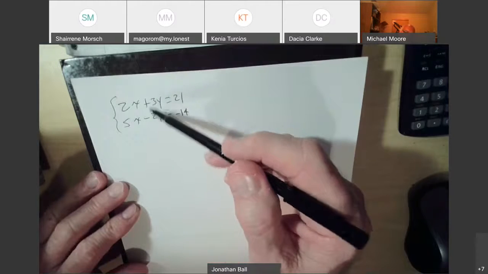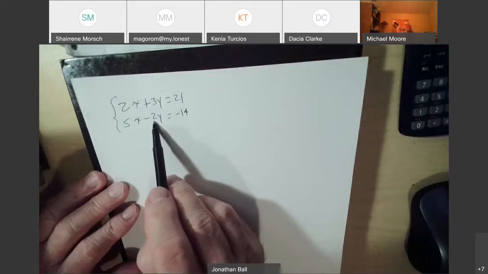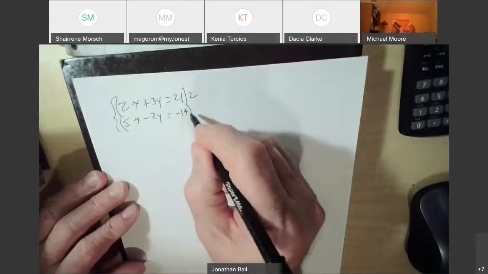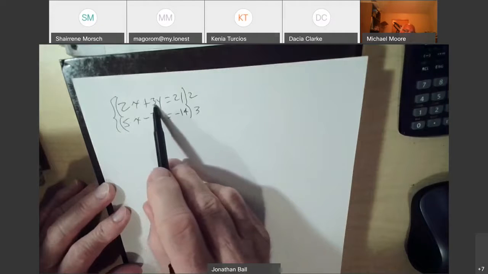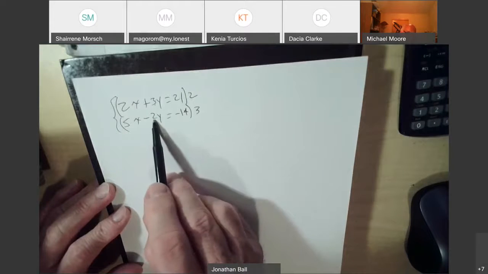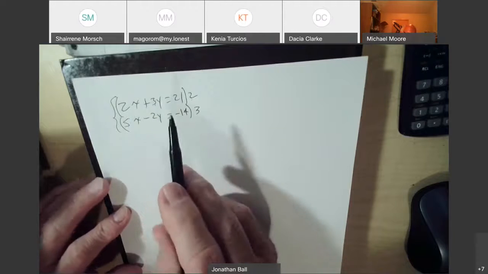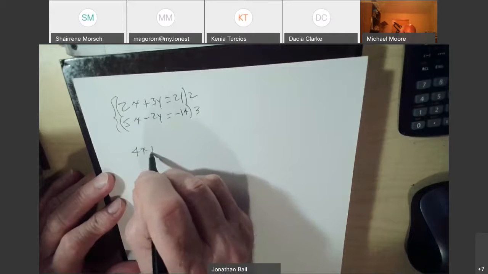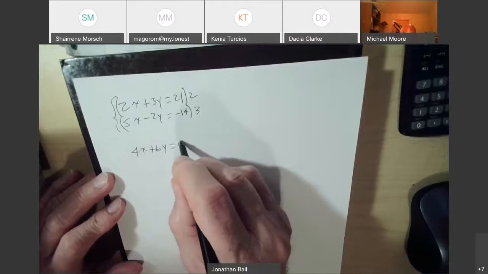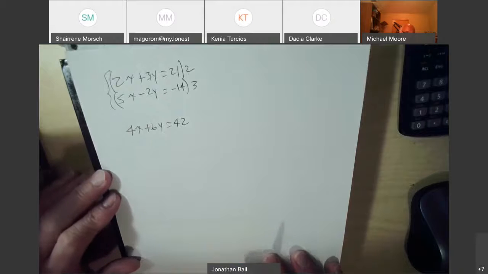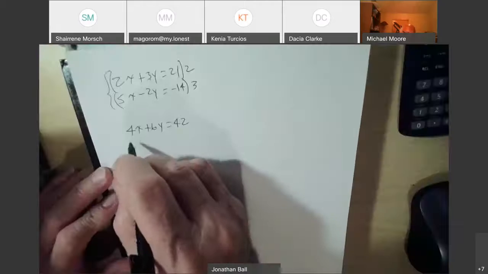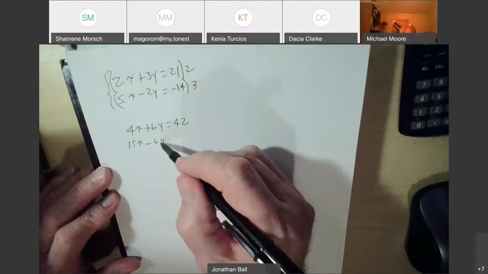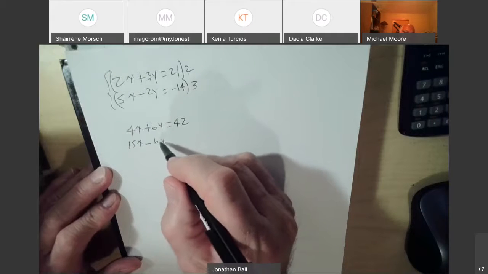Now look, 2 and 3 are the smaller numbers, plus the fact this one's already negative and that one's already positive. So let's multiply this one by 2 and this one by 3. Plus 2 times 3 is 6, and 3 times negative 2 is negative 6. So that'll get us what we want. We multiply the top one by 2, and we get 4x plus 6y equals 42. And we multiply the bottom equation by 3, we get 15x minus 6y. When we add these two together, we want to be able to eliminate one of the variables.